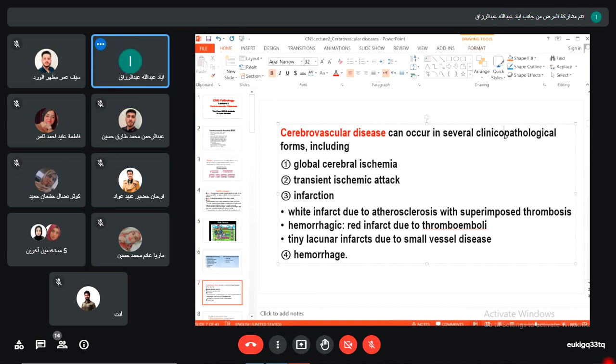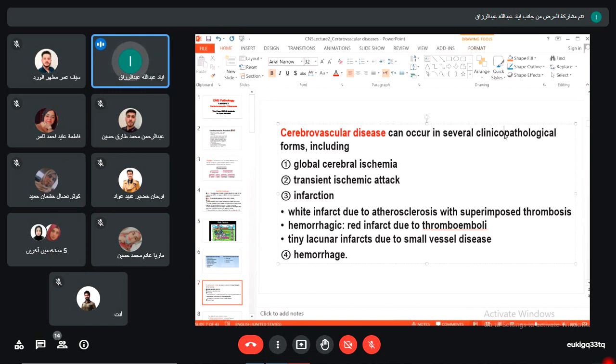So we move from the cause to the effect. What is the effect of stroke or cerebrovascular accident? Number one, we agreed the effect is either generalized or localized. The generalized effect is called global cerebral ischemia or ischemic hypoxic injury. Number two, transient ischemic attack. Number three, infarction, called ischemic or thrombotic.